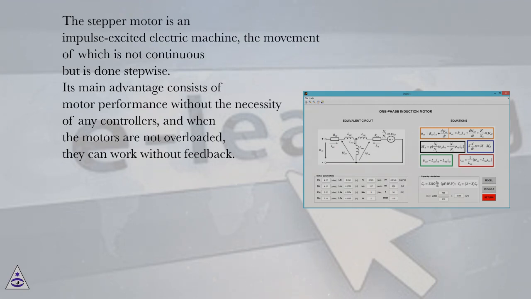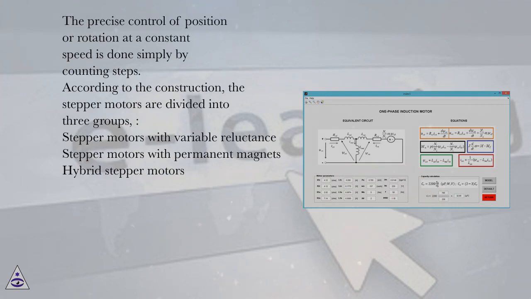Its main advantage consists of motor performance without the necessity of any controllers, and when the motors are not overloaded, they can work without feedback. The precise control of position or rotation at a constant speed is done simply by counting steps. According to the construction, the stepper motors are divided into three groups.